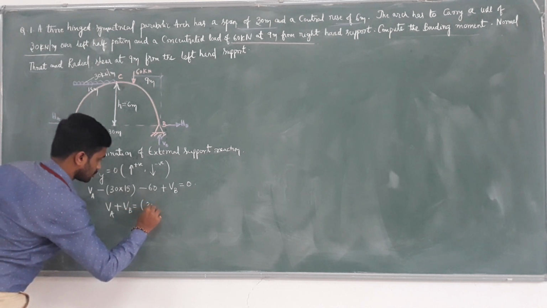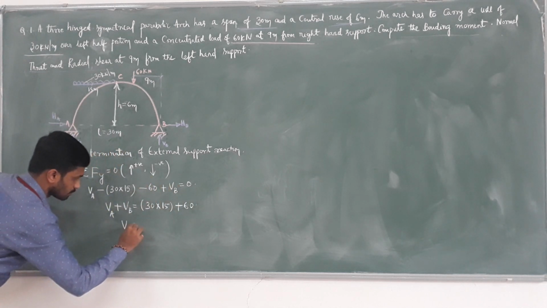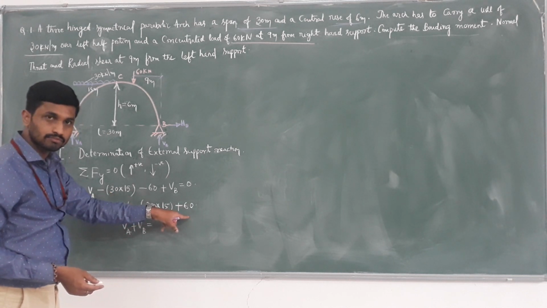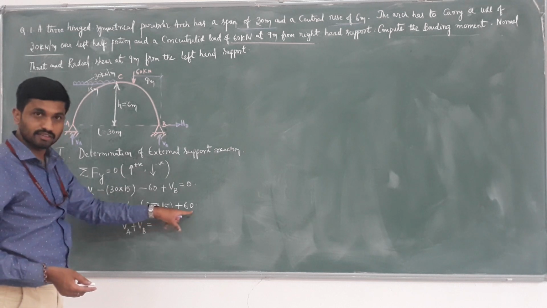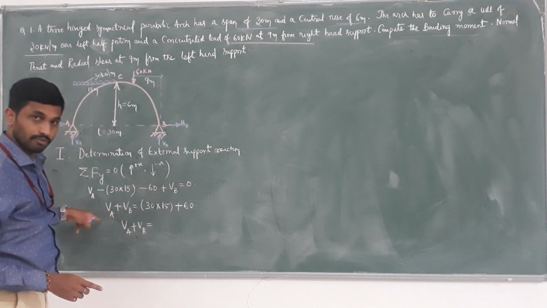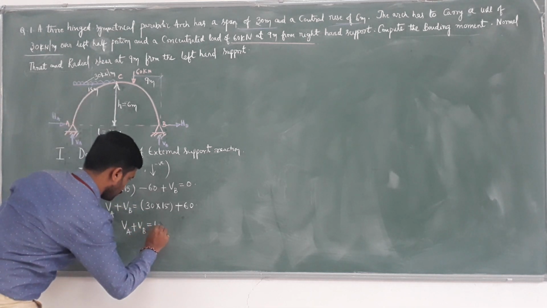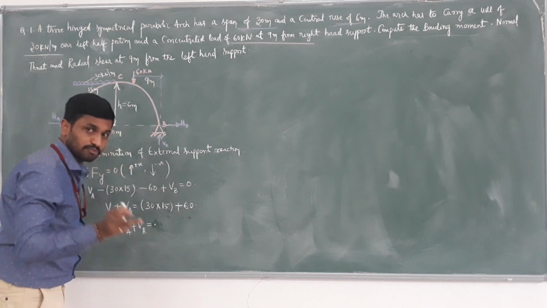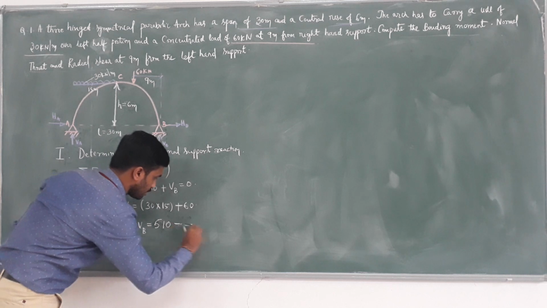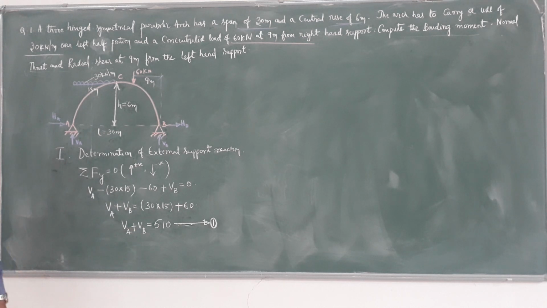Now compute the value of VA plus VB. It is 30 into 15 plus 60. So what is the value of VA plus VB? 450 plus 60, that is 510 kilonewton. Take this as equation number 1.